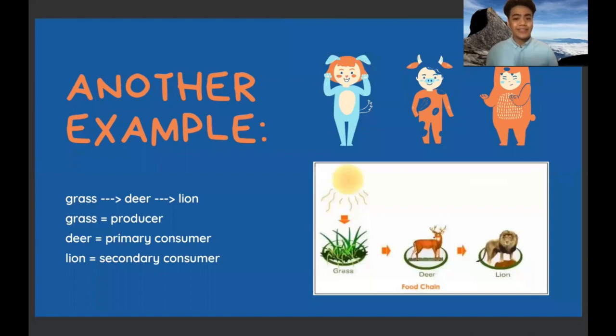Okay, here's another example for the names in the food chain. From the picture, we have grass, deer, and lion. So automatically, grass is a producer, and then the deer is the primary consumer because deer eat grass. Last but not least, a lion. Lion is a secondary consumer because lion eats meat. It eats another animal. So it automatically makes the lion the secondary consumer in the food chain.